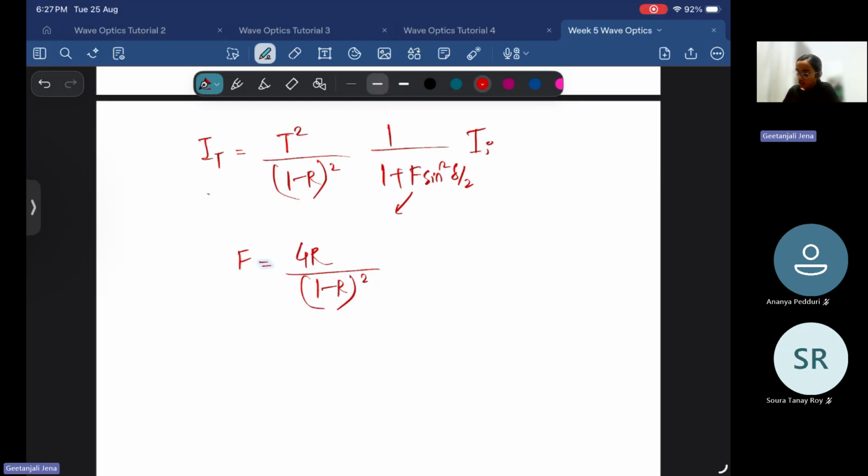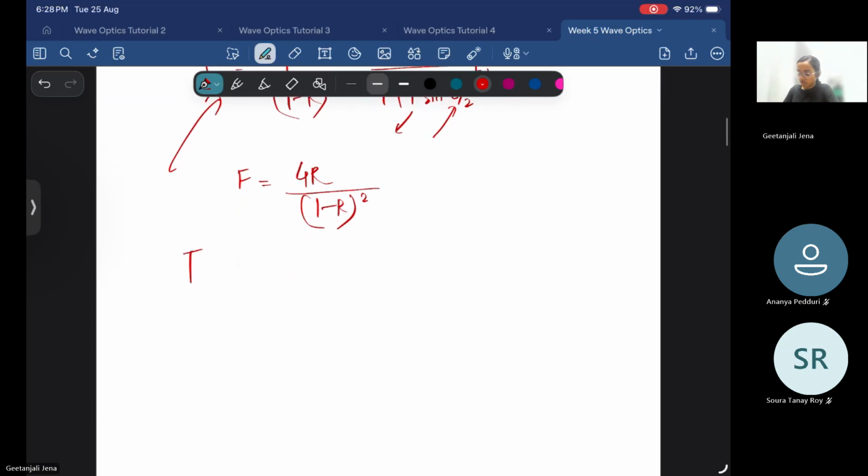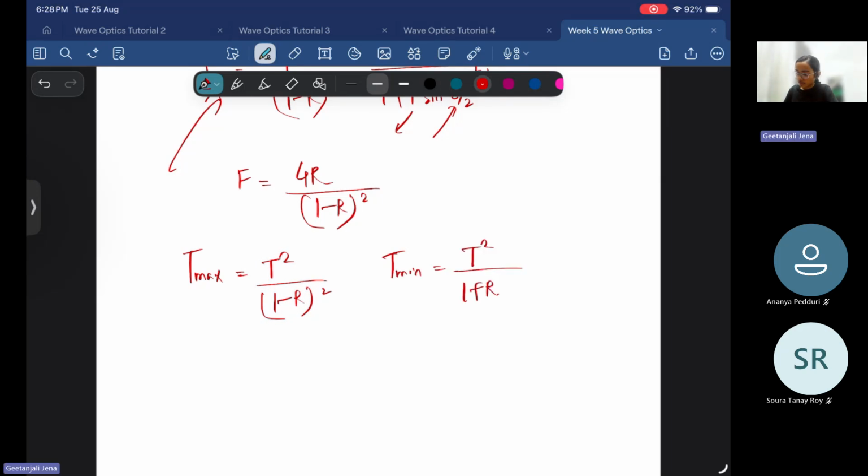Okay. So from this expression, you can easily calculate what is the maximum intensity of the transmitted light and what is the minimum intensity of the transmitted light. It all depends on this phase difference delta. And this maximum and minimum intensity, if you recall, I_max is T square over (1 minus R) square, and I_min is T square over (1 plus R) square. Okay.